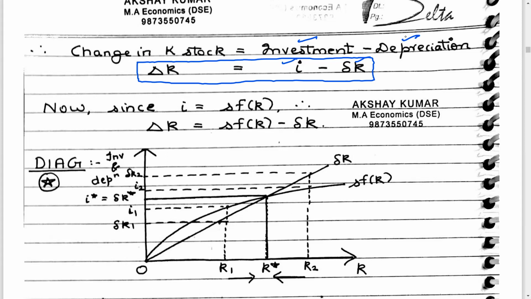Now, if you look at the investment function, it is S into f of K. We know guys, investment is equal to savings, and savings is nothing but the savings rate times the production function. So how can I write this now? I can write it like this. Change in K is equal to I, which is S f of K, minus delta K. Okay. Now let's look at the diagram. And now we are coming to a very important concept within the Solow model.